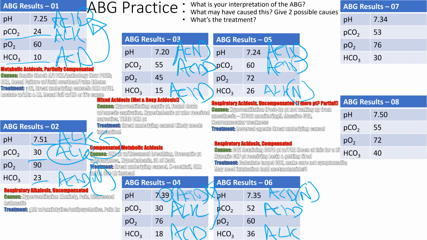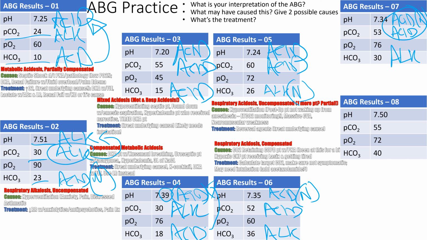Number 7, 7.34. That's definitely acidotic side of normal. So it could be just a normal ABG or fully compensated. That does not look like a normal ABG. So CO2 is what? Acidic. That's also acidotic. What about the bicarb? Also alkalotic. So what caused it? Was the CO2. That means it's a respiratory problem. So that's a respiratory acidosis.